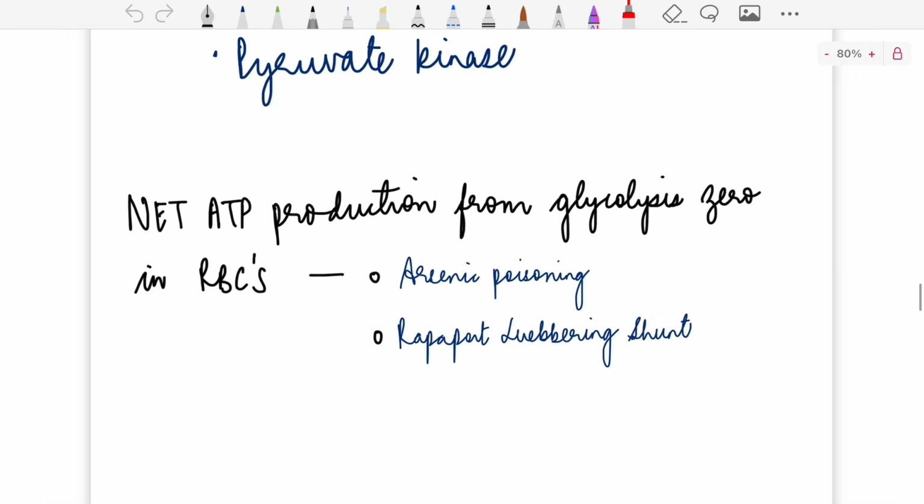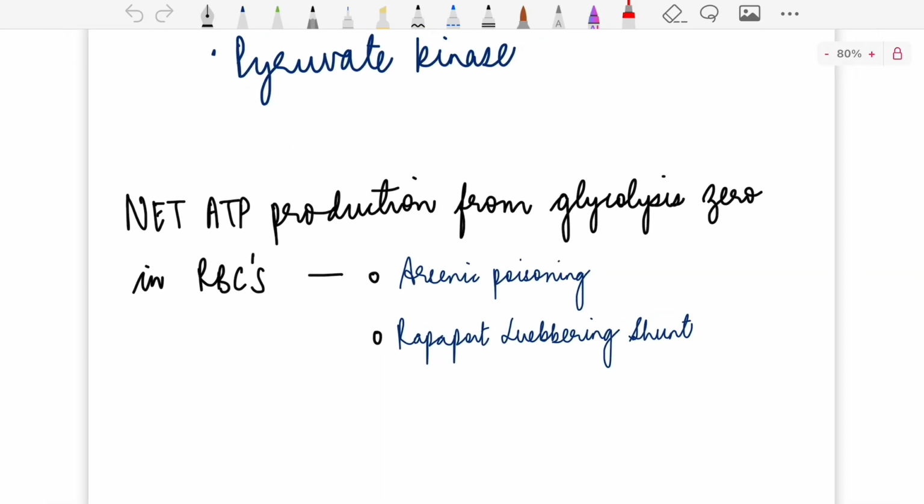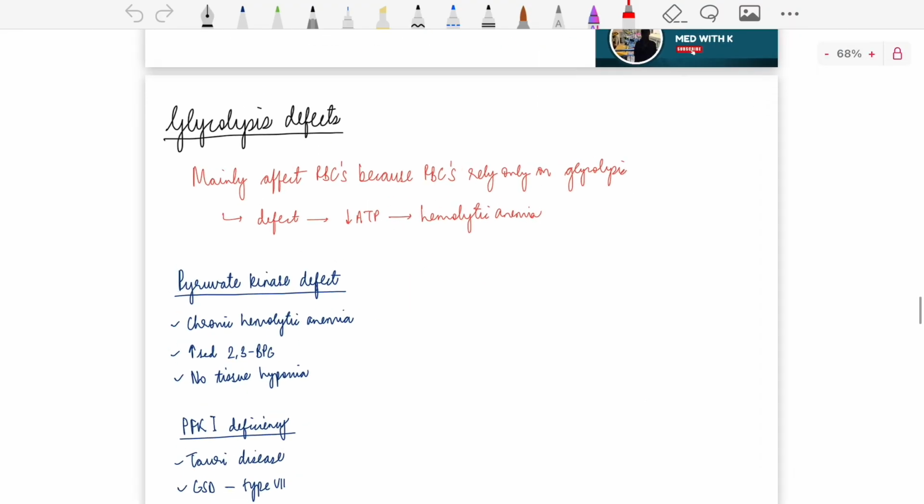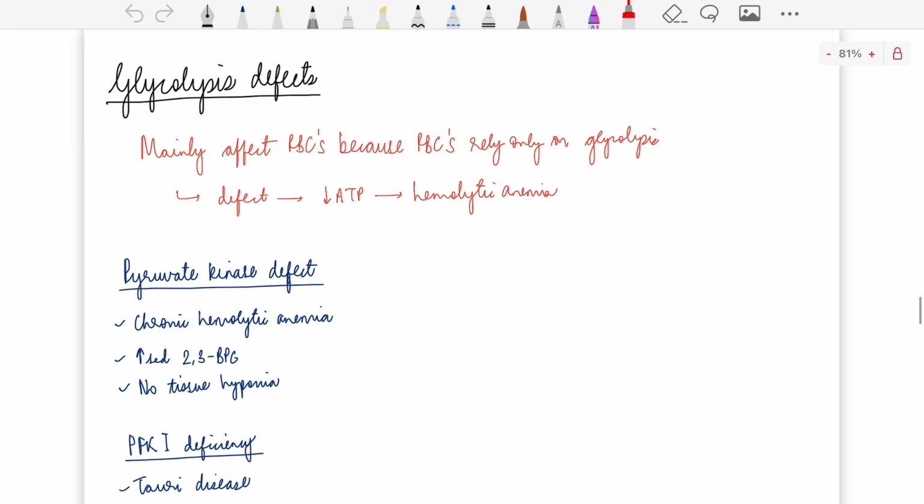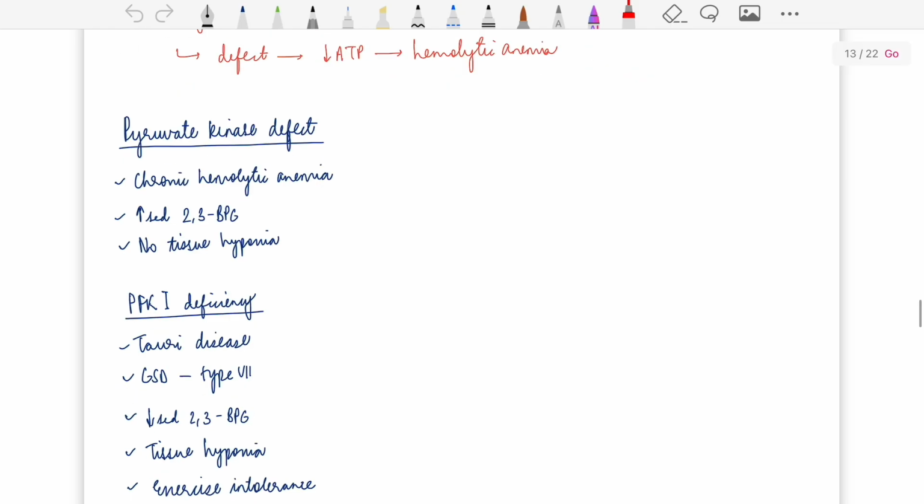Now net ATP production from glycolysis is zero in RBCs. In which conditions? In arsenic poisoning and in the Rapoport-Luebering shunt. Now coming to defects of glycolysis. Glycolysis mainly affects the RBCs because RBCs rely only on glycolysis. So a defect would lead to a decrease in ATP and thus would lead to hemolytic anemia.